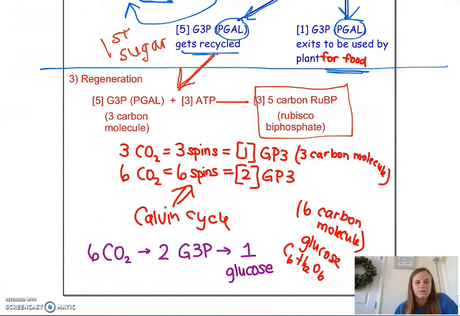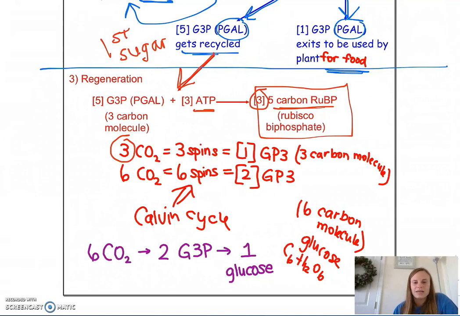Because I have five of those three-carbon molecules, I have a total of 15 carbons. With the help of ATP that came from the light reaction, those carbons are going to be converted into three five-carbon ribulose bisphosphate. So I still have those 15 carbons. Originally, we started out with three carbon dioxides. Three carbon dioxides means this cycle spins 3 times.